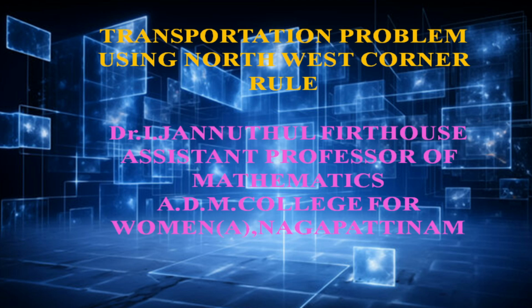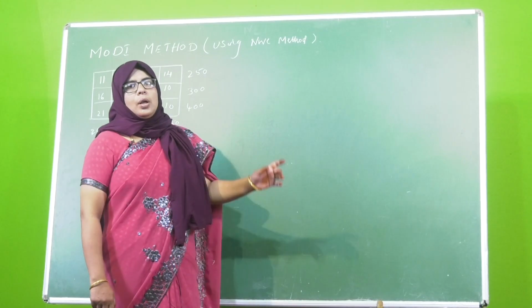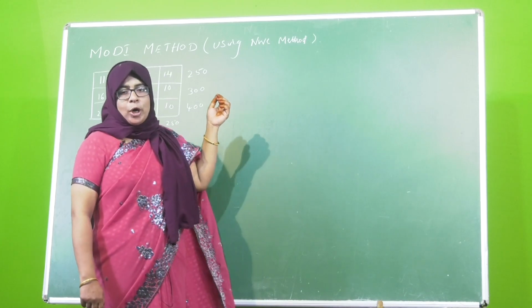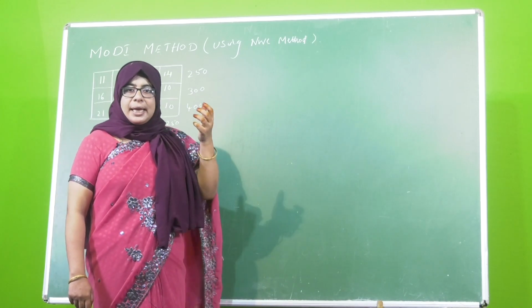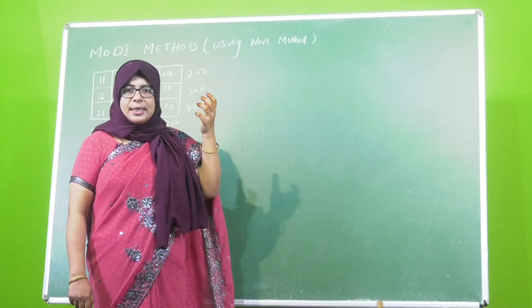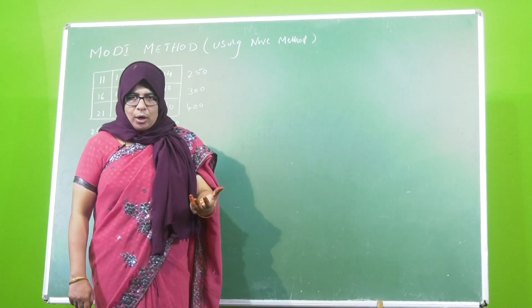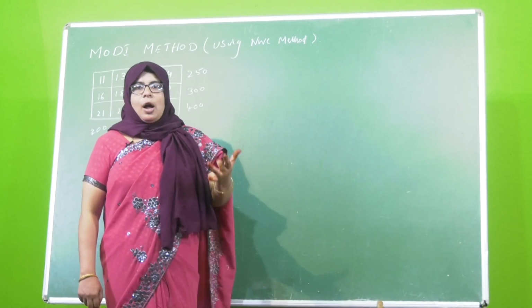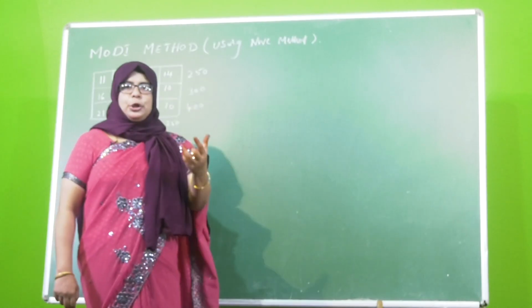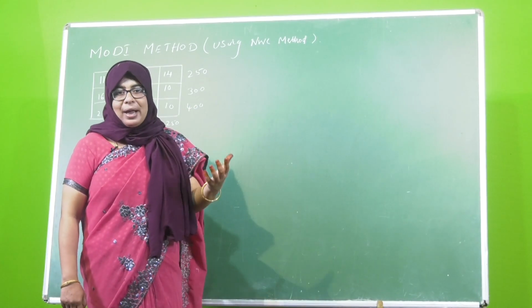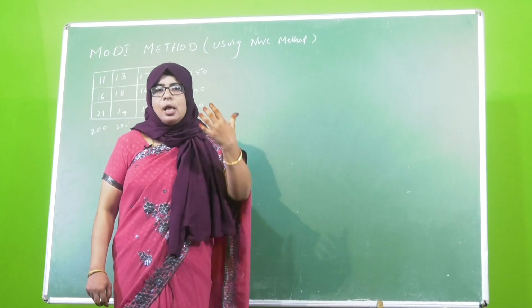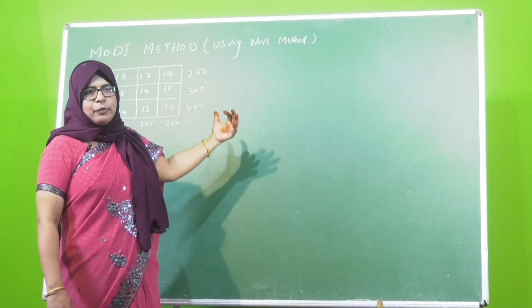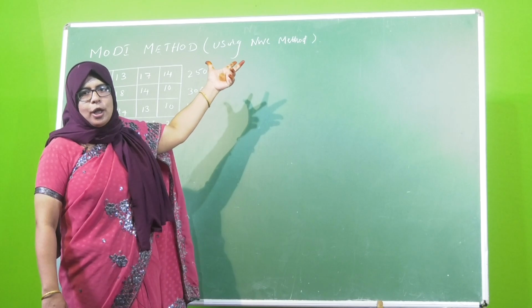Today, we will discuss the topic transportation problem using northwest corner rule. In the Modi method, we have to use any of the three methods: northwest corner rule, least cost method, and Vogel's approximation method. Among these three methods, we will use any one to find the initial basic feasible solution. In this problem, we use the northwest corner rule method.